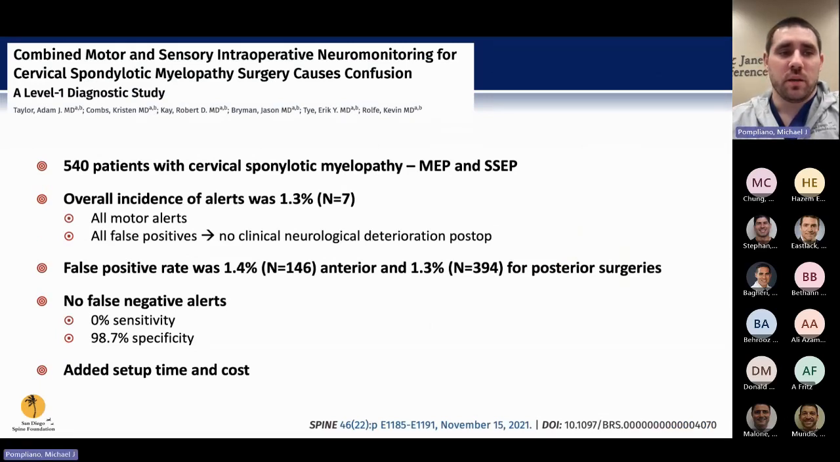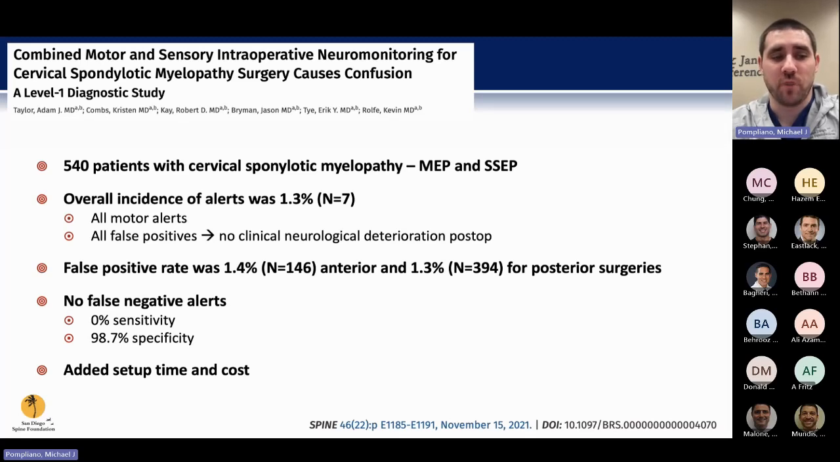So this was getting into the utility of neuromonitoring. A lot of these studies I think are maybe a little controversial, but I was shocked when looking at the literature, going through them, especially for ACDFs. So this is 540 patients looking at cervical spondylotic myelopathy using both MEPs and SSEPs. Overall incidence of alerts was 1.3%. They were all motor alerts and they were all false positives, so no clinical deterioration postoperatively.